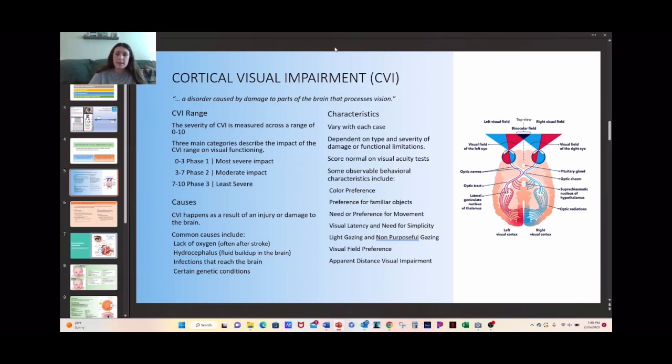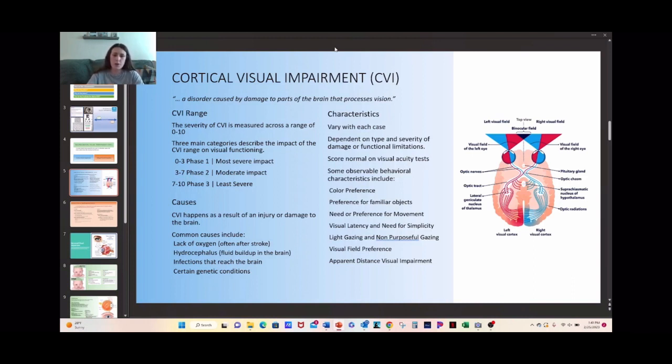So next we have visual latency and need for simplicity. Because of the difficulty children with CVI have with visual processing, children need extended periods of time, and visually sterile environments to process visual input. Complexity and overstimulation work in a similar function to a virus on a computer, bogging up the neural pathways with too much information and slowing down the overall process.